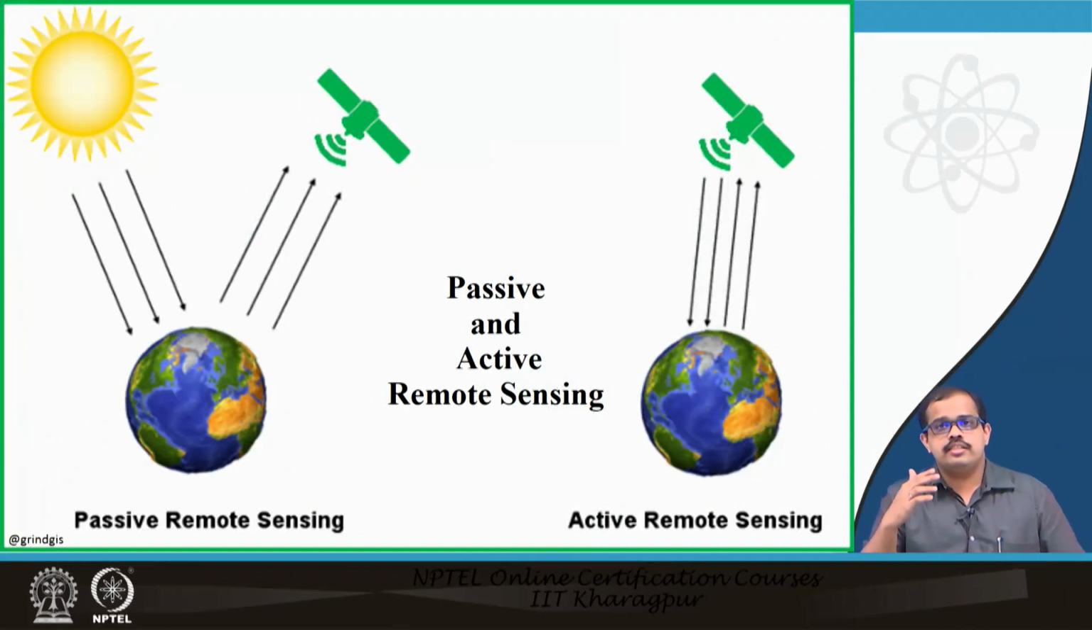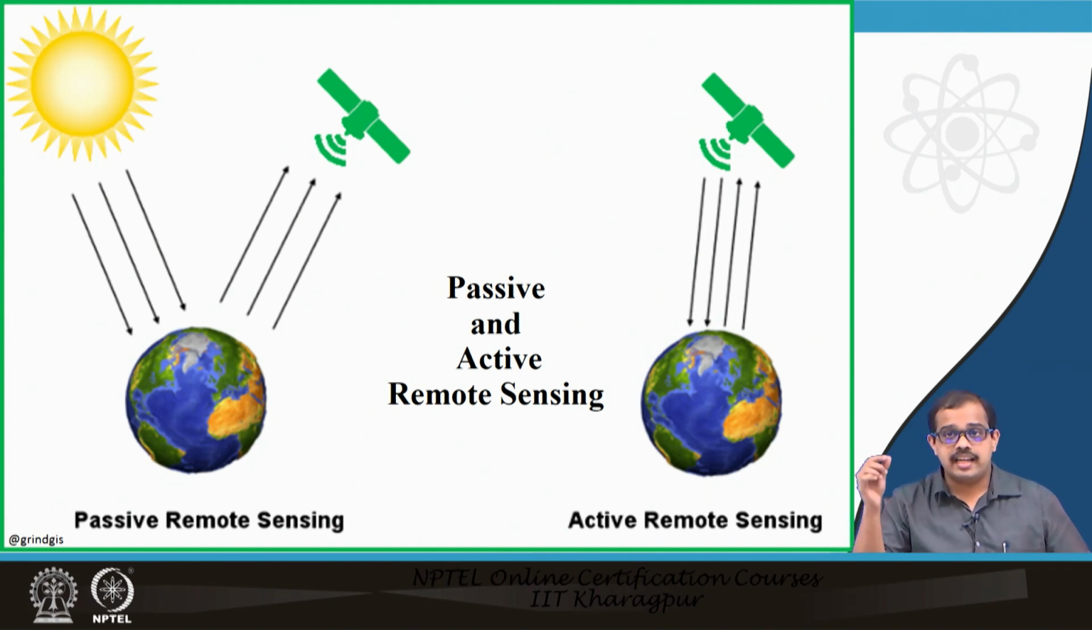When you look at remote sensing, you have two types. One is called passive, the other is called active. For example, if there is sunlight, a source of energy which is not emitted from the satellite, and this hits the Earth's surface, and a certain amount of reflection is captured by the satellite, so the satellite does not have a source of energy, then it is called passive remote sensing.